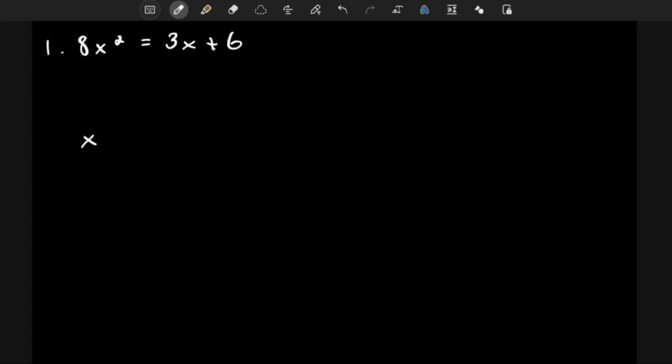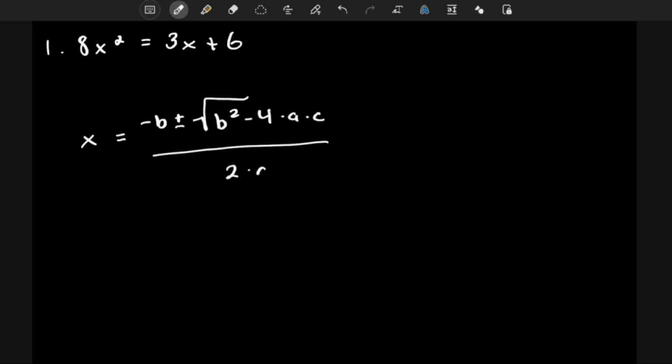So the quadratic formula is x equals minus b plus or minus the square root of b squared minus 4 times a times c, divided by 2 times a. So this is the quadratic formula.